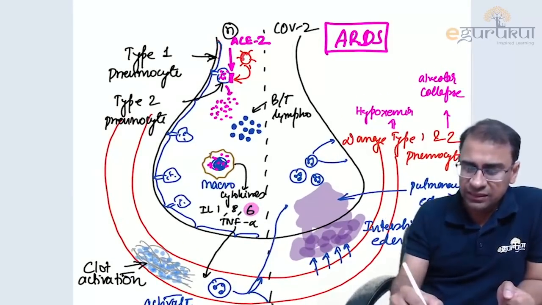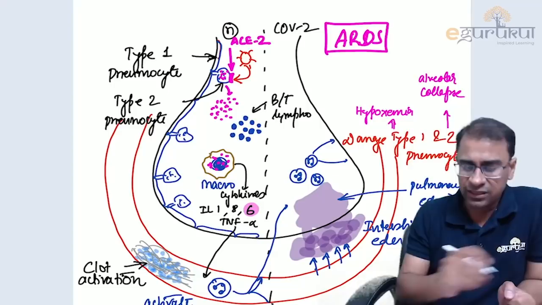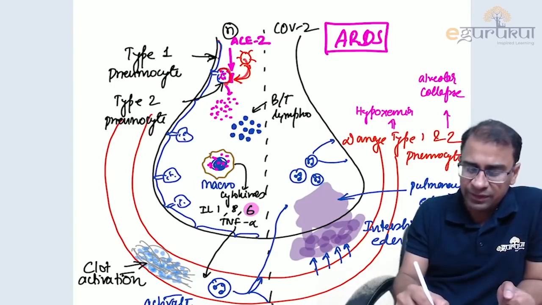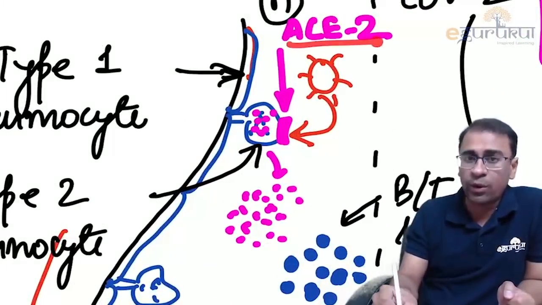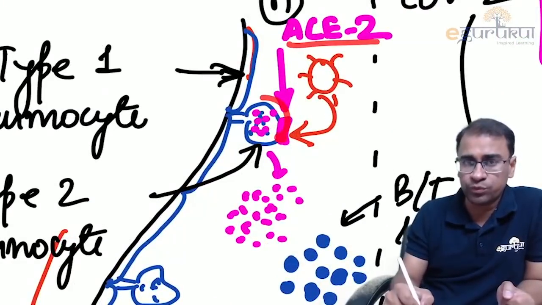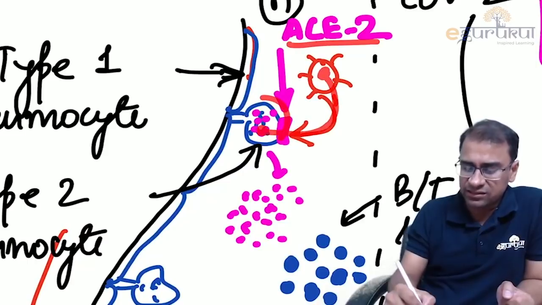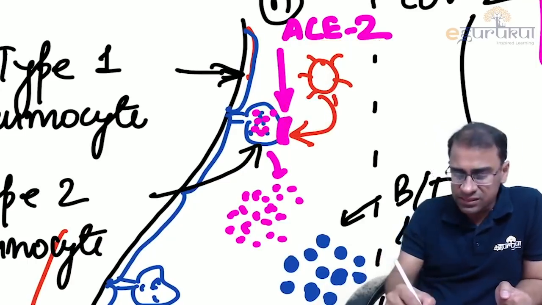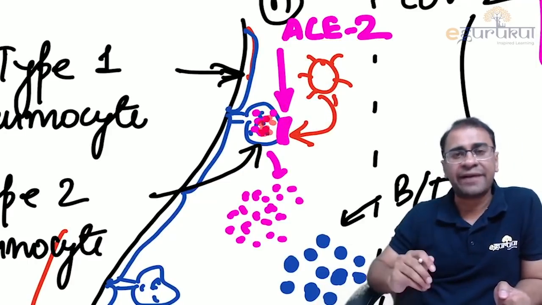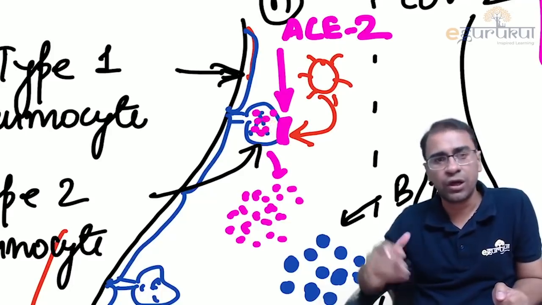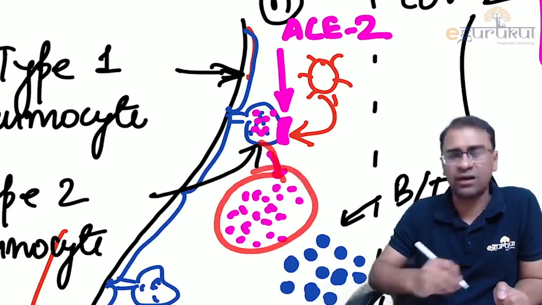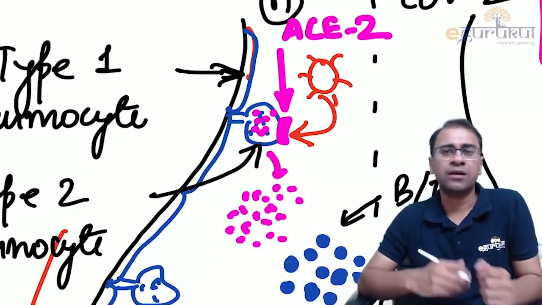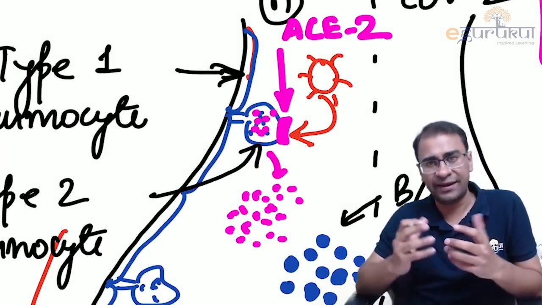This is the SARS-CoV-2 virus, which is entering the type 2 pneumocytes via a receptor called angiotensin converting enzyme 2 receptor, ACE2. Once this virus enters via the ACE2, it starts multiplying here and at the same time causes pyroptosis of this cell. Release of the entire virus occurs, and that is when the body's immune system starts getting activated.